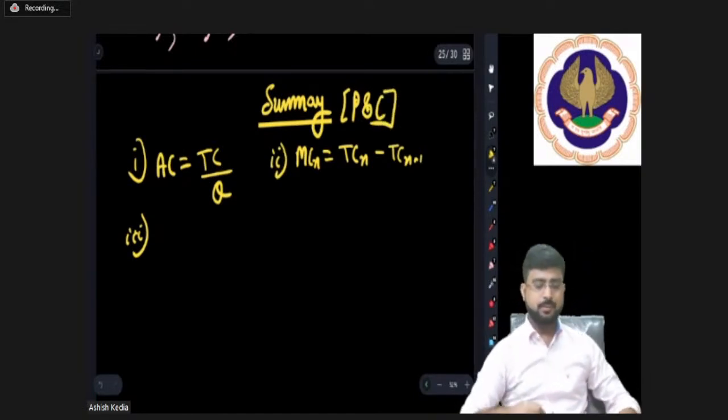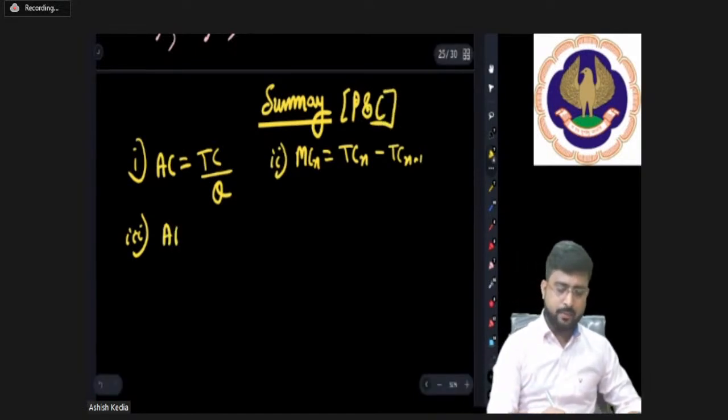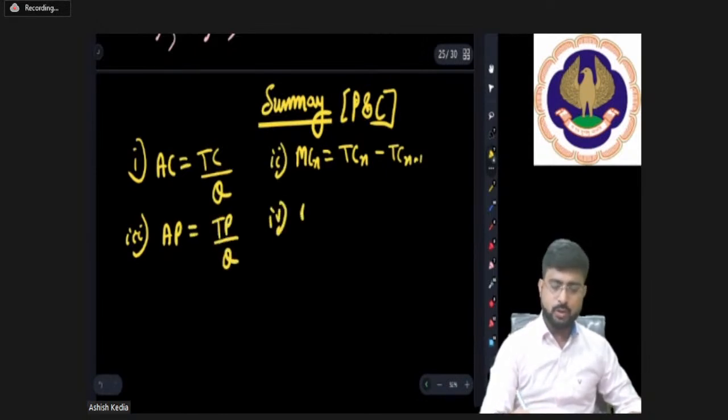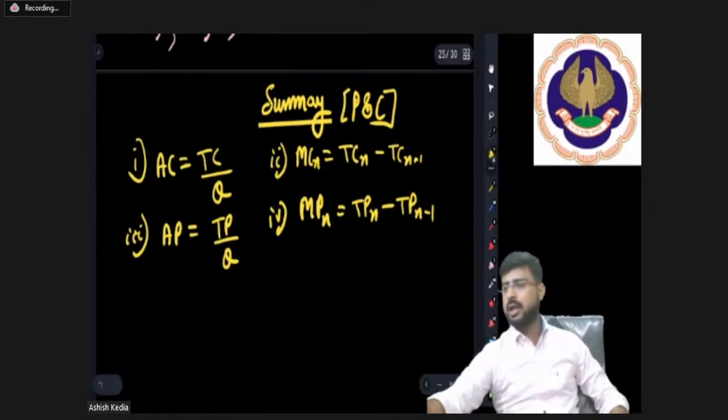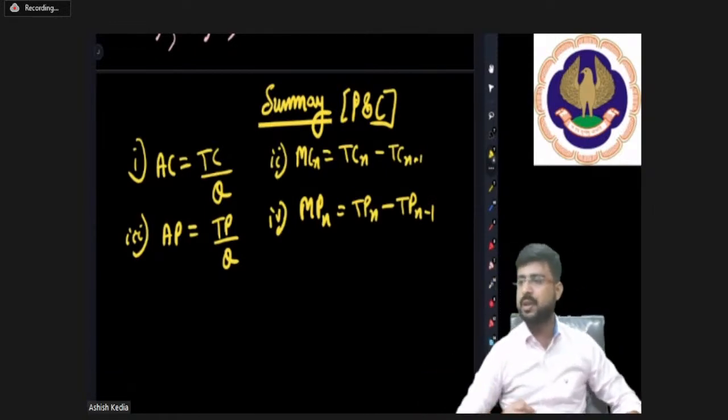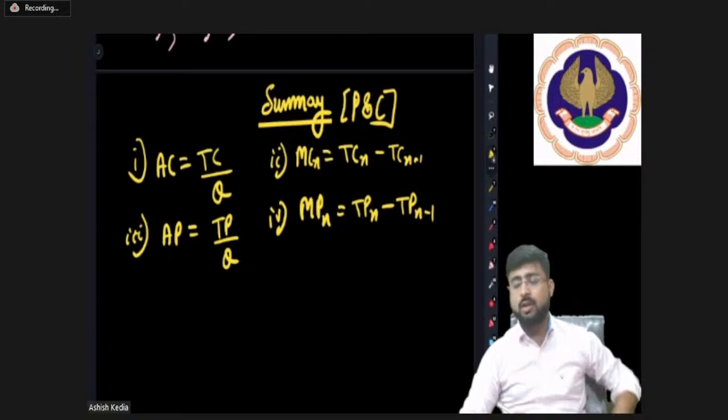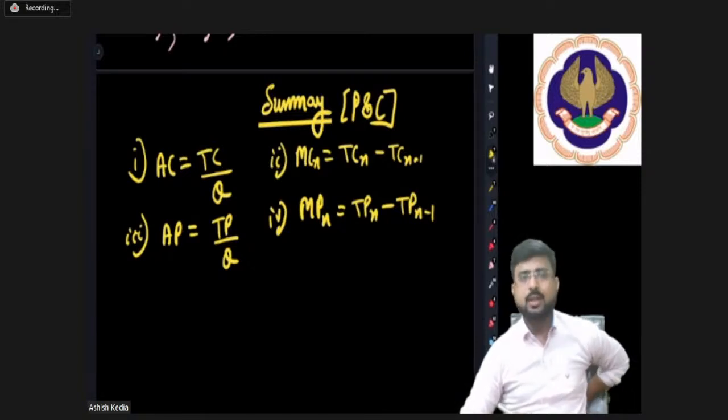Number 3, average product is total product by quantity. Number 4, marginal product at any level is total product at that level minus total product of n minus 1 level. Guys, are you noting it down with your copies and pens? Come on, everybody, note it down. Very, very important.